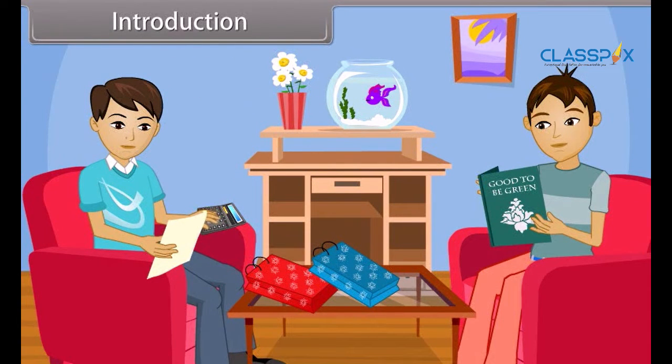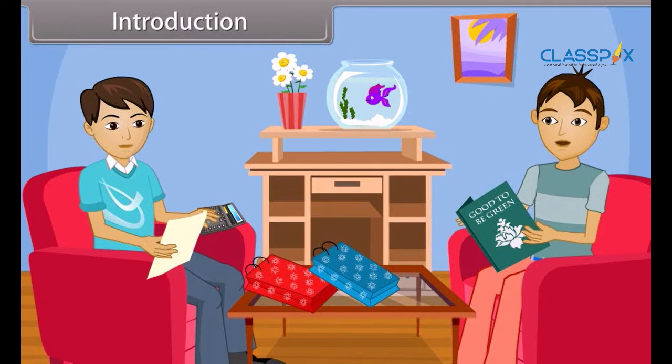Raj and Amar are sitting in the drawing room. Raj is reading his favorite book and Amar is doing some work. Amar, I want to ask you something. How does this calculator work? How does it give the correct result every time?